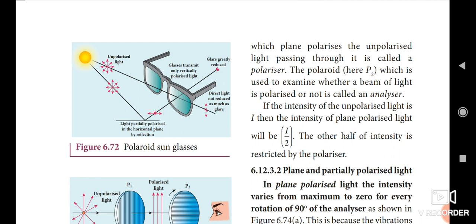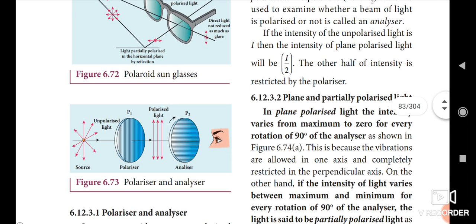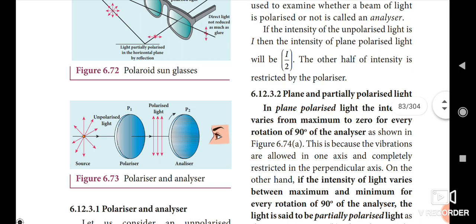Then what is meant by partially polarized light? In partially polarized light, the intensity varies from maximum to minimum, it does not come to 0. It goes from maximum to minimum, again to maximum and again minimum, and so on. This is called partially polarized light because it does not completely restrict the direction, it partially allows the direction, so only maximum to minimum appears.